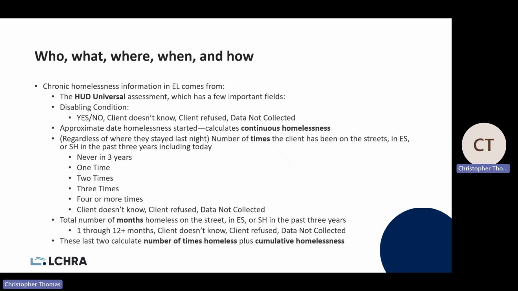So how many months cumulatively, altogether, has this person been homeless over the last 3 years? Does it total 12 or more months? And if so, if they have that plus 4 or more times, they will meet that criteria.